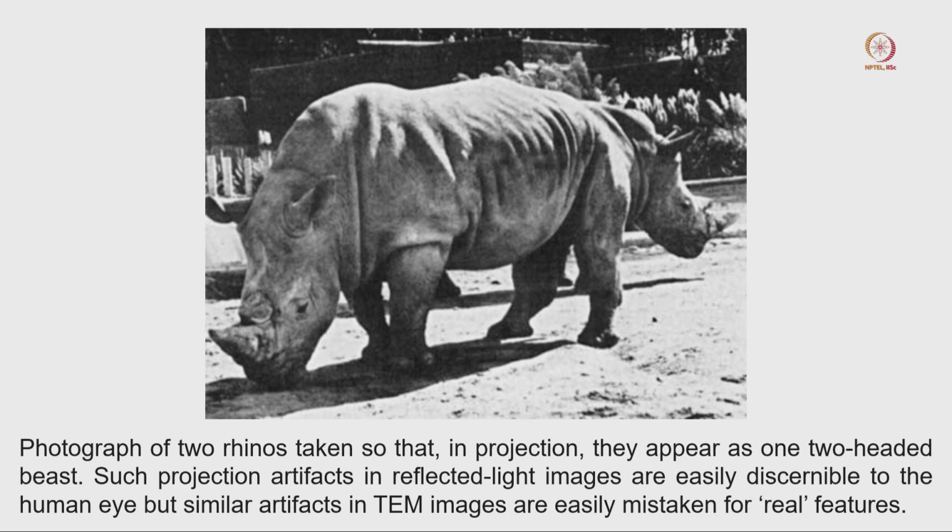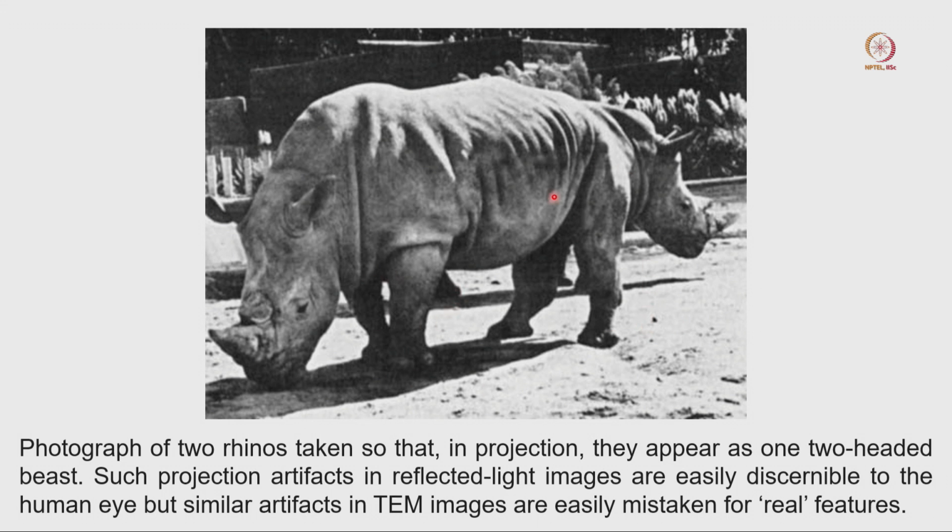Now we are talking about the transmission electron microscope. Here there is a photograph with two rhinos, but it is taken in such a way that you can see all four legs of one rhino and three legs of the second rhino, and it looks like a double-headed rhino. One rhino, and at the back there is another head, but this is not the case. This artifact is generated by the photography.